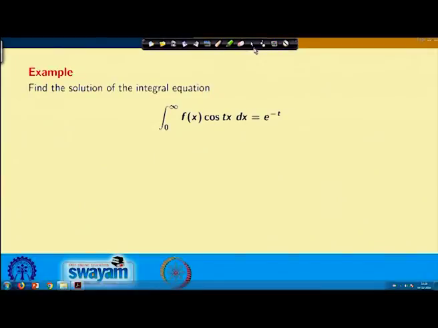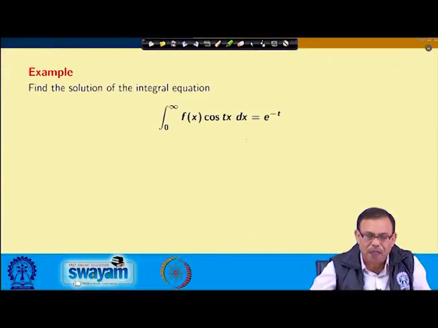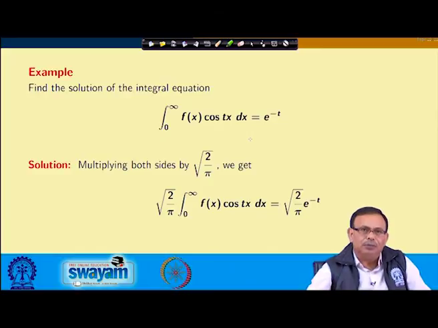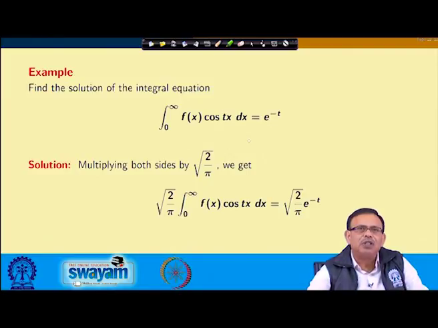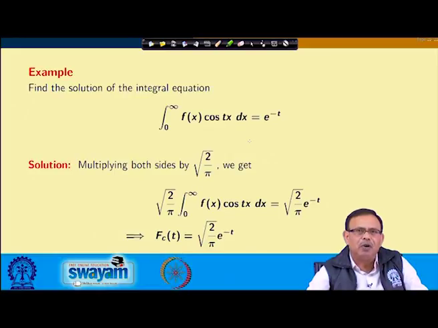Let us see quickly over here. The function was this, and multiplying both sides of the given equation, we obtain root over 2 by pi integral from 0 to infinity f x cos t x dx equals root over 2 by pi e power minus t, and the left hand side integration is nothing but the Fourier cosine transform of f x. From the definition of Fourier cosine transform, the left hand side integral is the Fourier cosine transform of f. So the Fourier cosine transform of f at t equals root over 2 by pi e power minus t.